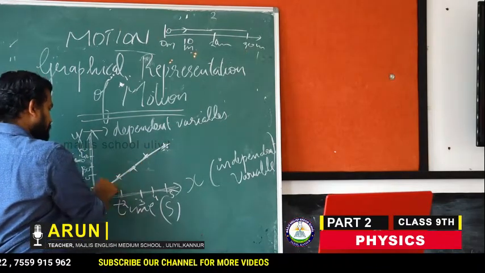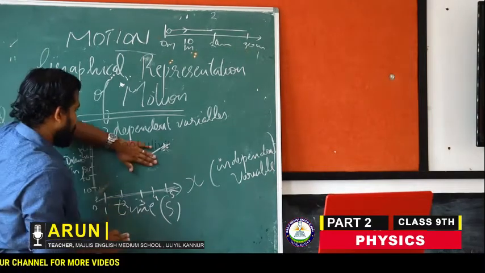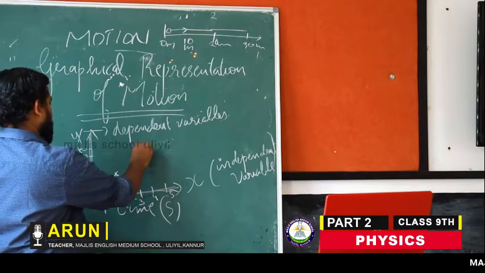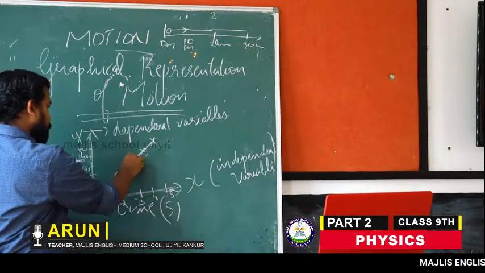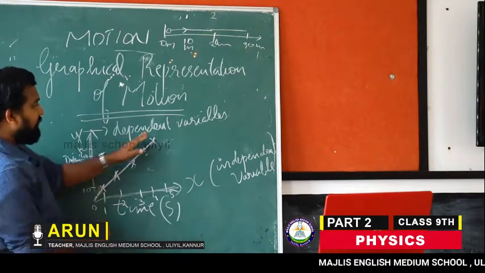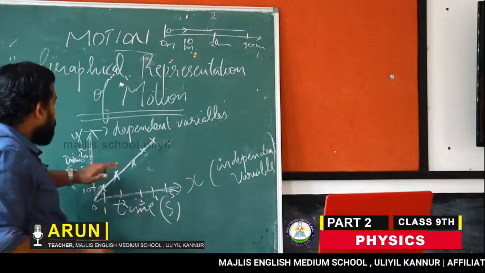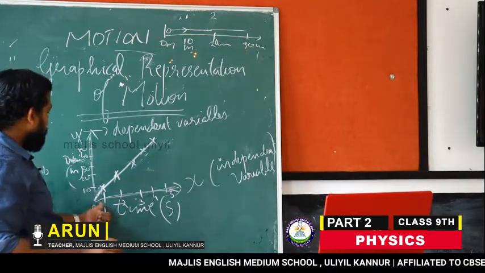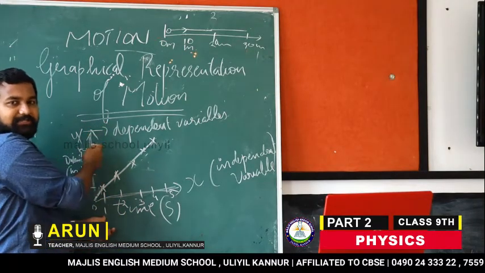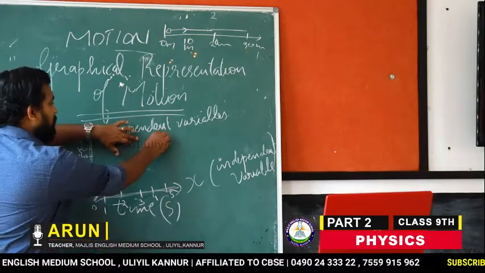When we are drawing a graph, what we will do? We will join the points. We will join the marks. So we will get a straight line. So this is a uniform motion. So this is how we need to plot a graph. With respect to time, we will plot the change in the dependent variable distance, and we will join the points, and we will get a graph.